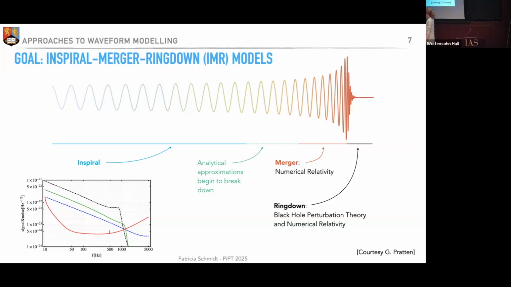So I'm pointing this out because depending on what class of sources you're after, you might not care about certain parts of the modeling problem so much, right? And you might want to put your emphasis on making aspects more accurate in a different place. So just do keep that in mind.